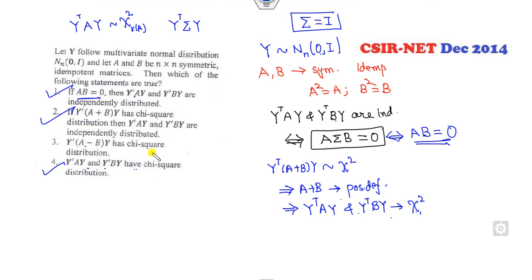The difference is also a chi-square distribution, but it is a non-central chi-square distribution, but here it is 0, so it's a chi-square, so this option is cancelled out. So the right options are A, B and D. Always remember, the difference of the two chi-squares is a non-central chi-square distribution.